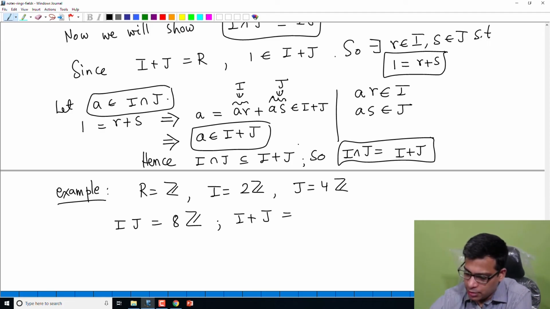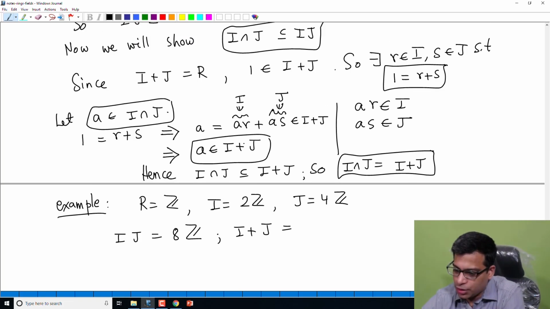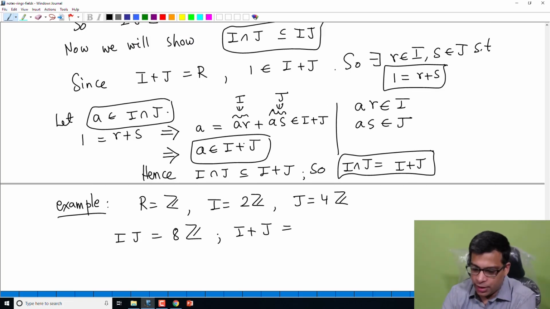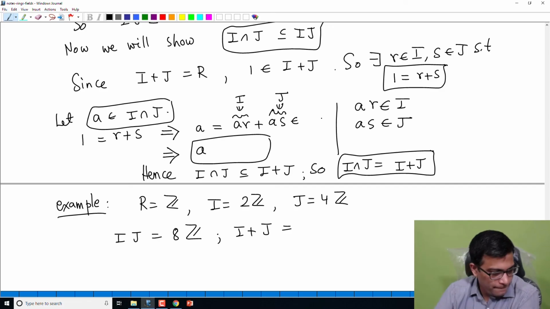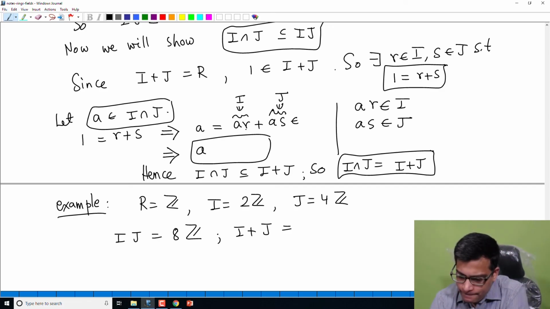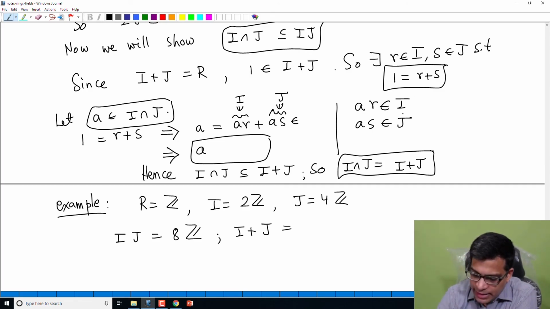Actually, I made a mistake. I have to go back here. I am not interested in showing that I intersection J is contained in I plus J. I plus J is R. So of course I intersection J is contained in I plus J. What I want is A is contained in IJ. So what I want is A is contained in I intersection J.